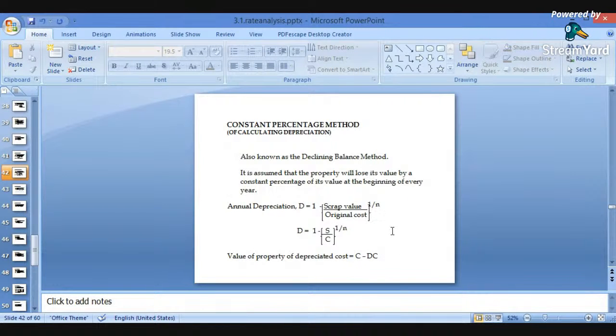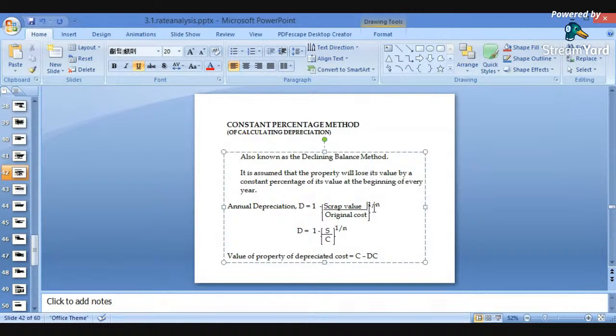Again, the constant percentage method. So how to find out the constant percentage method? The constant percentage method.